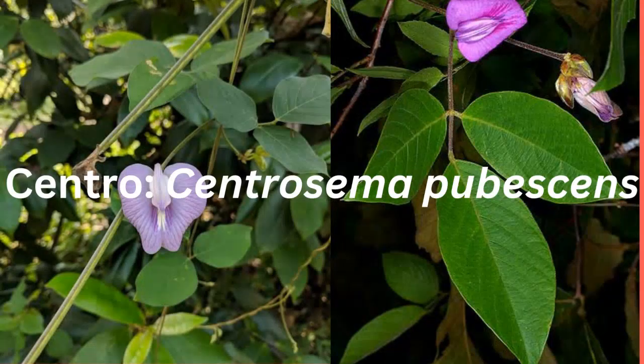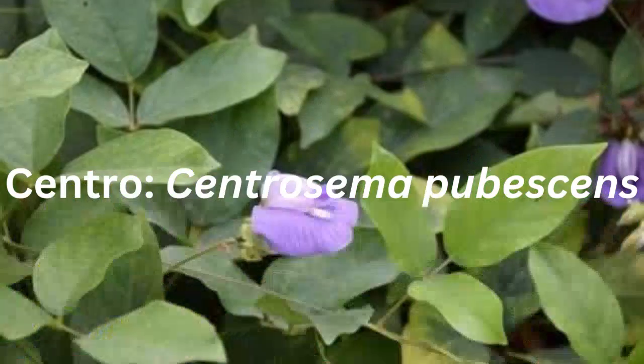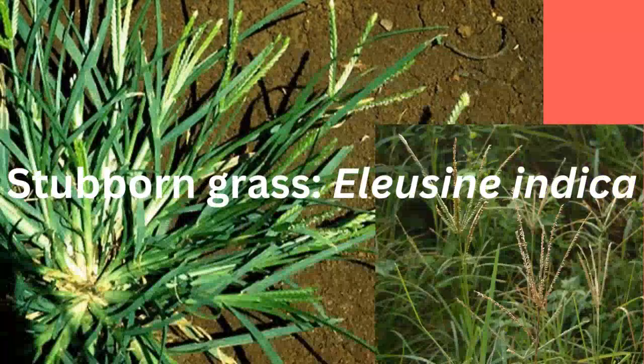Now, this next one here is Centrosema pubescens. The Centrosema pubescens looks more like the Calopogonium, and you can differentiate the two by the leaf type, the way the leaf is different from that of the Calopo, if you look closely. But if you don't look closely, you will think they are both the same.